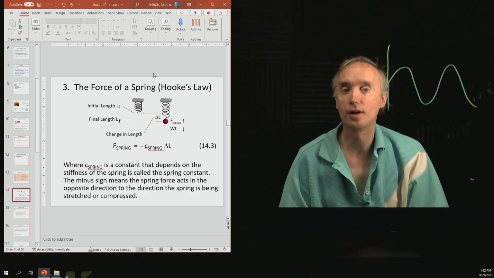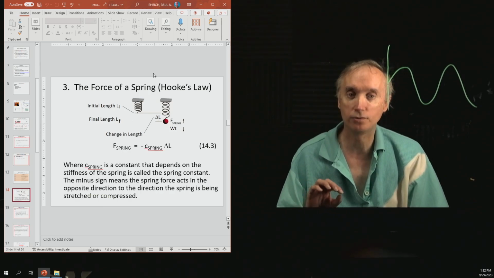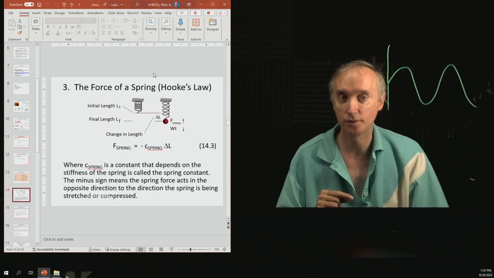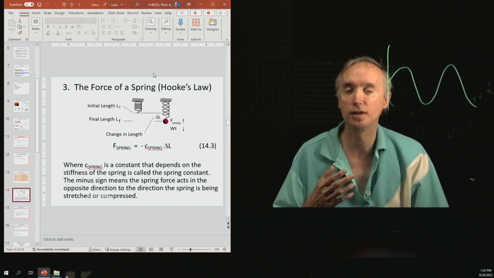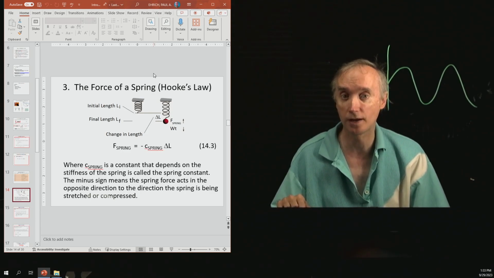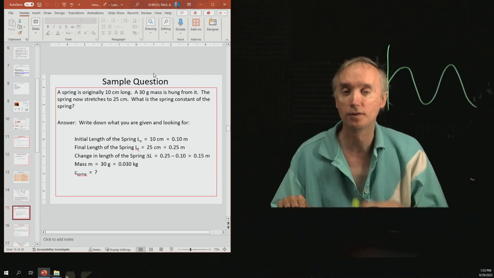Okay, then you are not going to have to do anything with Hooke's law. So this is not going to be on the exam. And you're also not going to have to calculate the spring constant. Now you should know what the spring constant is. The spring constant is a representation of the stiffness of the spring. So the stiffer a spring, the greater its spring constant is going to be. But you're not going to have to calculate it mathematically. So that's what this sample question does. We did this in lab, so we're not going to do this on the lecture exam.